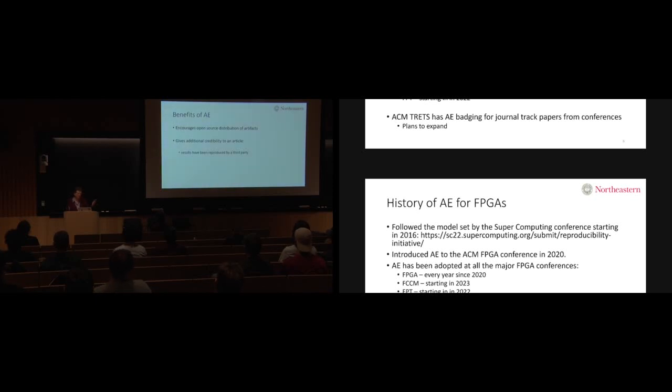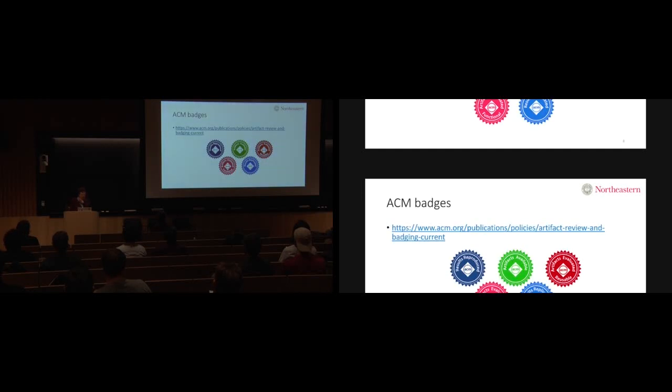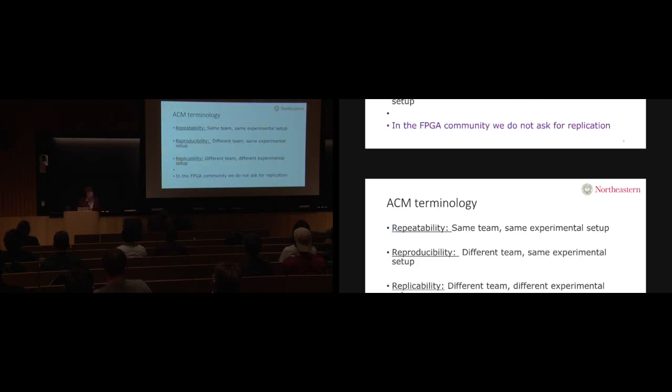So once again, the whole idea is to encourage open source, sharing of artifacts, giving additional credibility to an article, and you can get badges if your results have been reproduced. So these are the ACM badges. ACM did this first. There's another slide very similar for the IEEE badges. The terminology is similar but not exact.